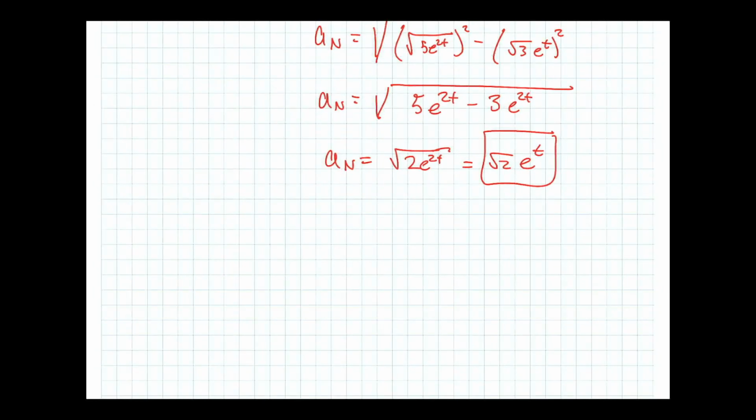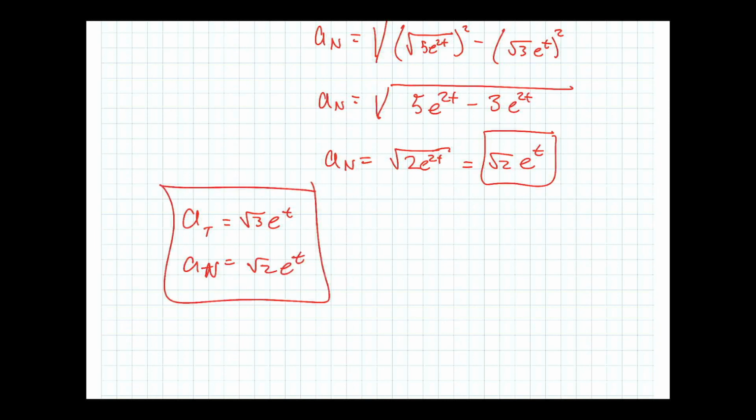So what we ended up with for the final answer was AT, I got that backwards, AT was root 3 e to the t. And AN is what we just calculated, root 2 e to the t. That's the tangential component. And this is the normal component. And that's what they asked for.